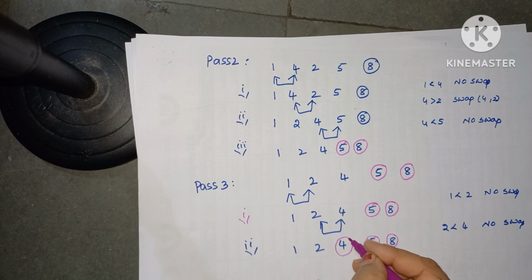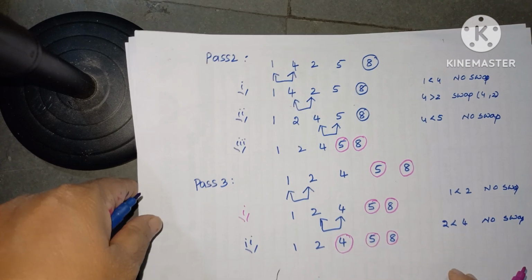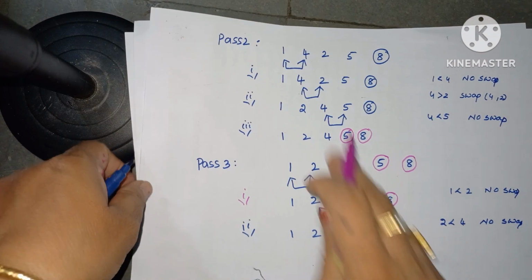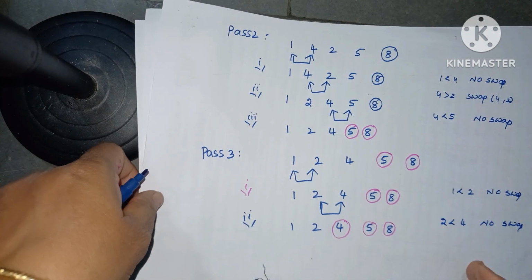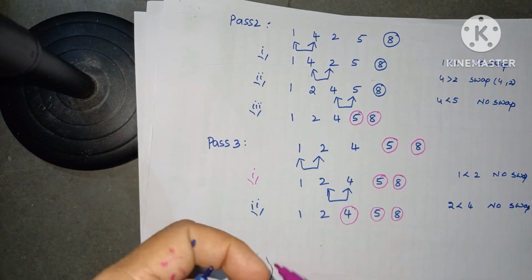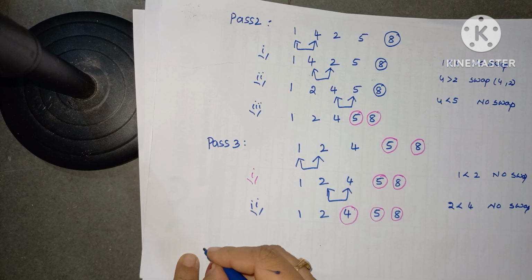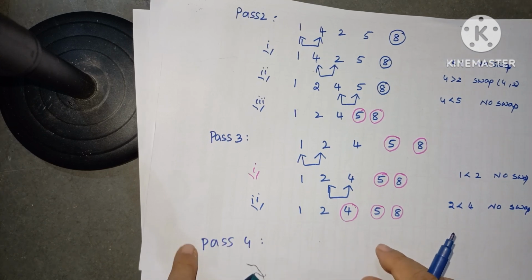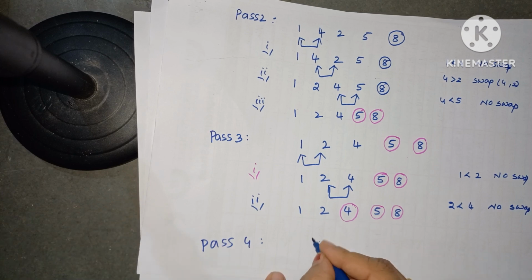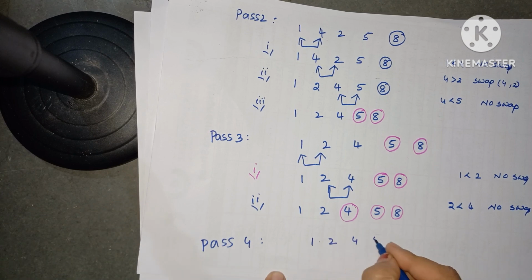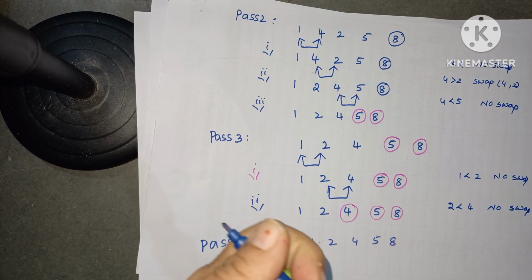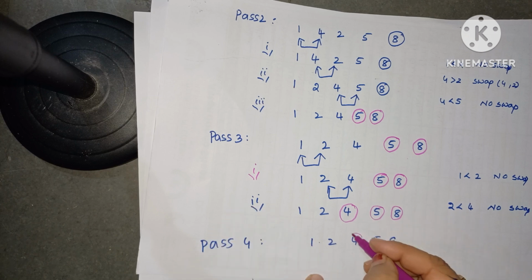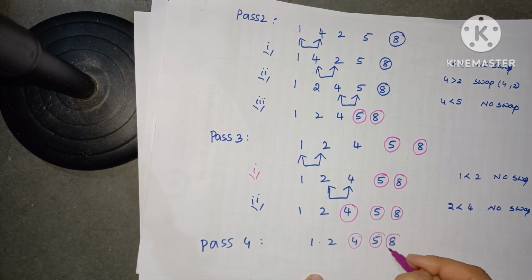So whenever we come to here, this is also a bubbled one. Next, pass 4. Because there are 1, 2, 3, 4, 5 elements, we have to write all the passes. 4 elements we require, n minus 1. Even if the elements are already in order, you still have to check it. So 1, 2, 4, 5, 8. All these elements are already in the ordered place, so bubbled ones.